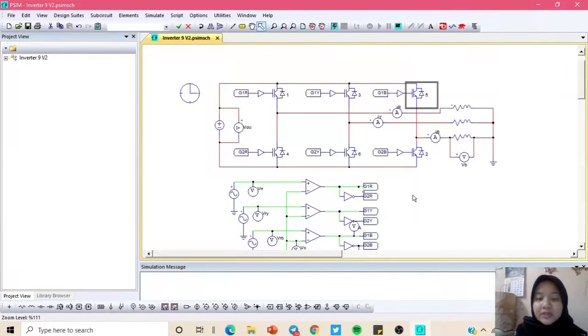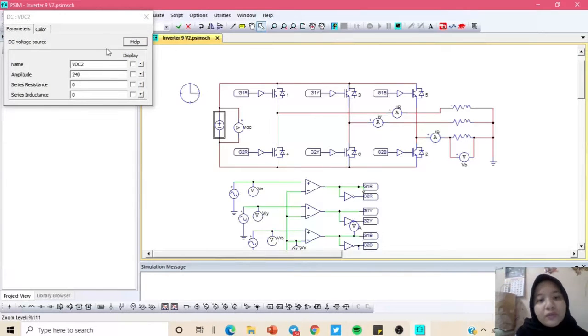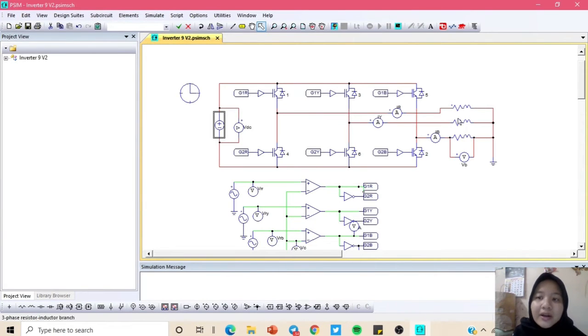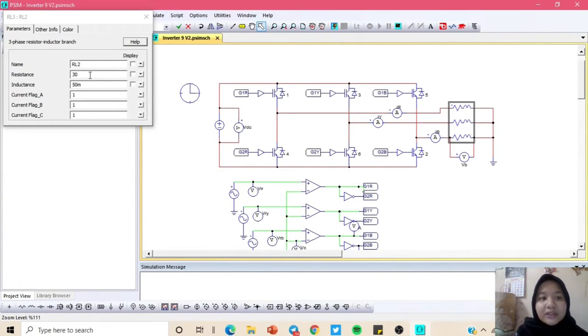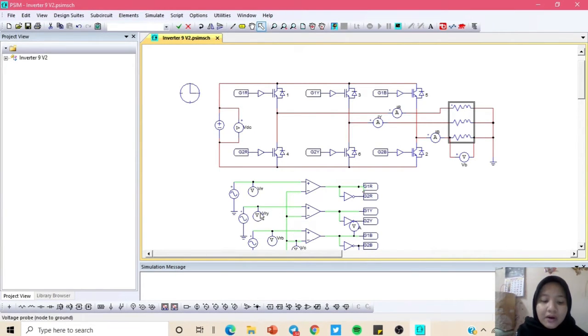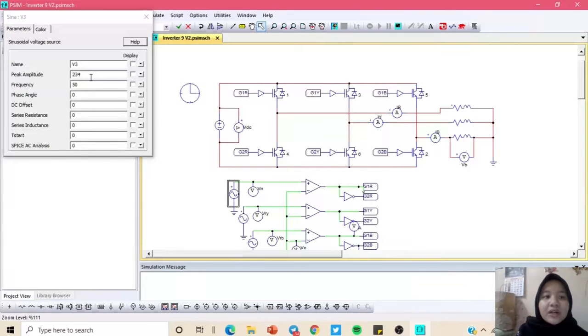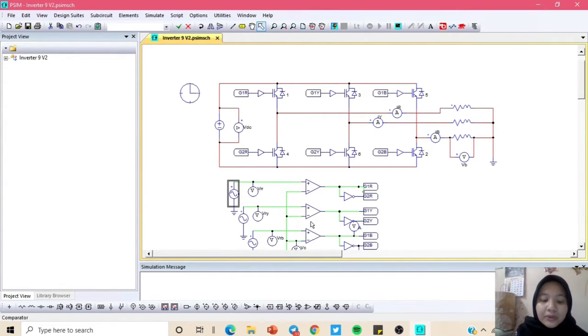for three-phase full bridge. And then we use DC supply, so we set here 240 volt. And then for RL load, we set here for 30 ohm and 50 millihenry. And then for the amplitude of the reference signal, we set it as 234 volt because the amplitude of the carrier signal is 130% of voltage supply. So we got here 234 volt.